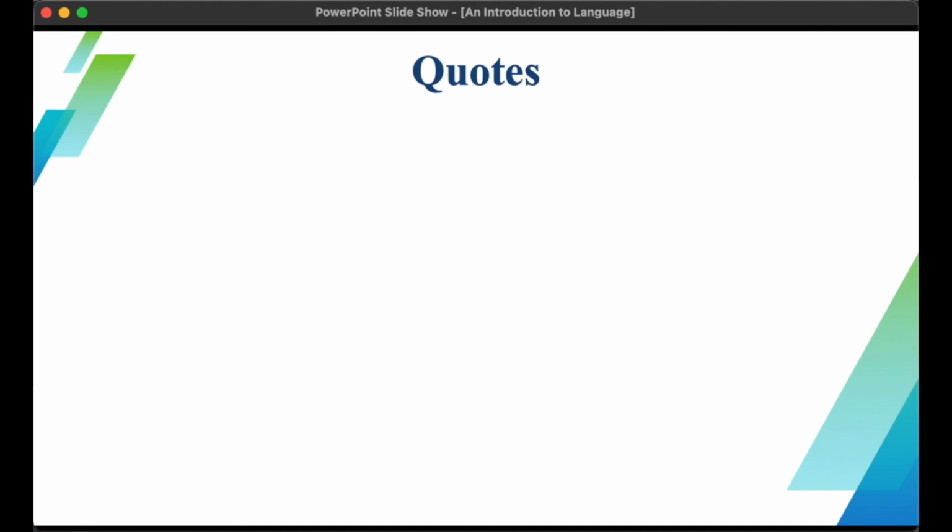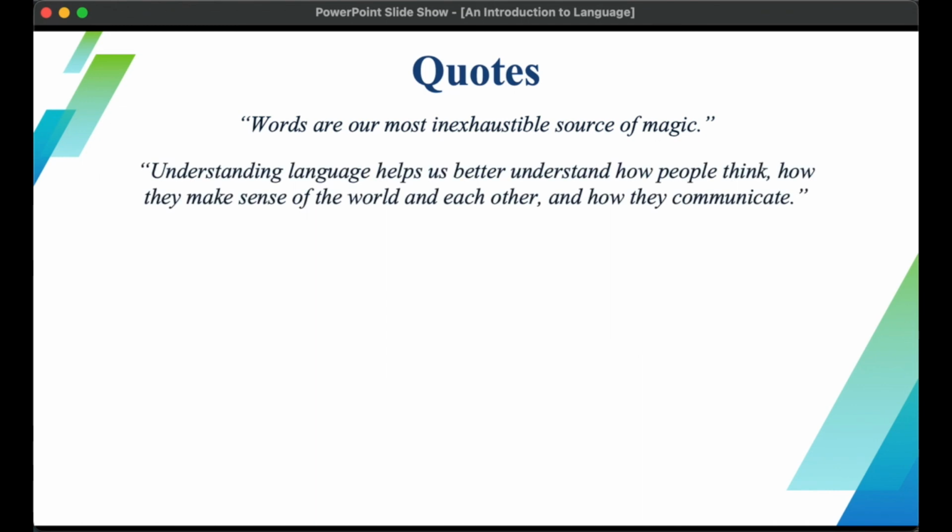We'll wrap up our introduction to language with some summative take-home quotes. As quoted in the Harry Potter series by Dumbledore, words are our most inexhaustible source of magic. Understanding language helps us better understand how people think, how they make sense of the world and each other, and how they communicate.